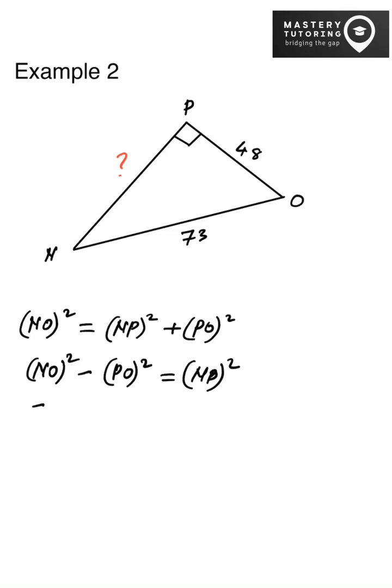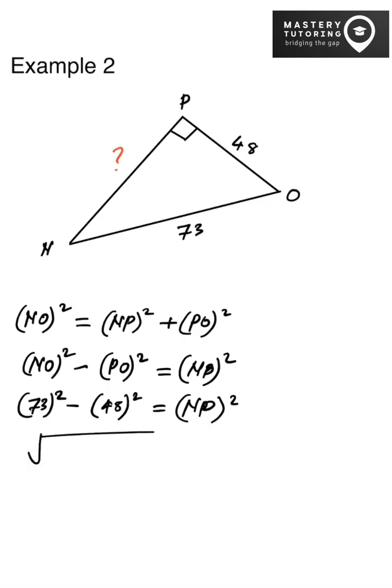Now let us substitute the values that we're given. NO is given as 73, squared, minus, and OP is given as 48, squared, and this whole thing has to be equal to the square of NP. Then we put the whole thing under a square root sign. NP is equal to 55.